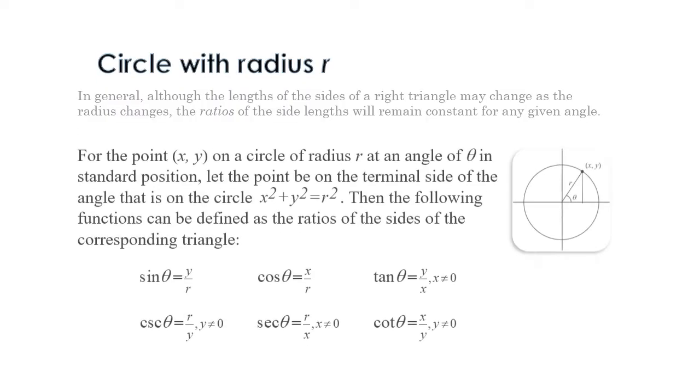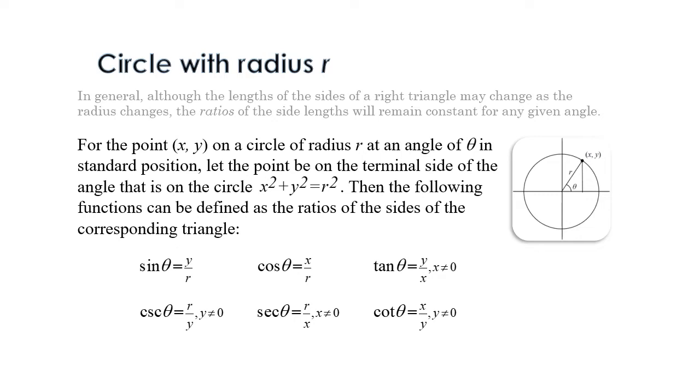So now let's talk about what happens if we are not on the unit circle. Again, the unit circle is a circle with a radius of 1. So let's talk about where we have a radius of r. In general, although the lengths of the sides of a right triangle may change as the radius changes, the ratios of the side lengths are always going to remain the same.